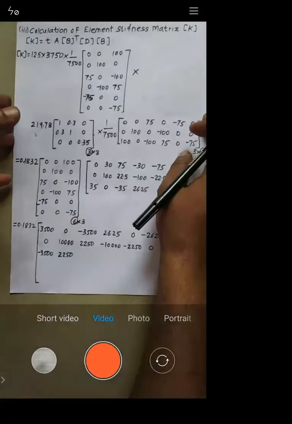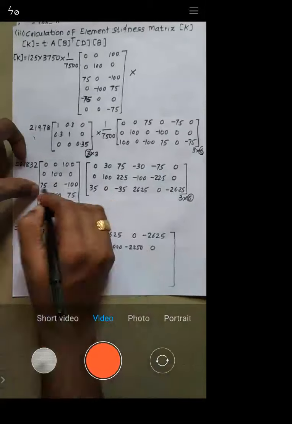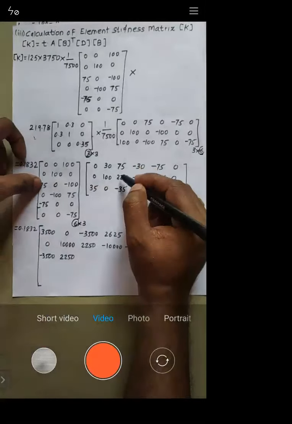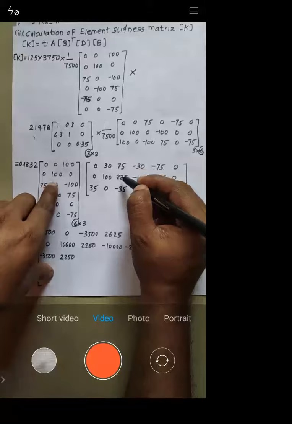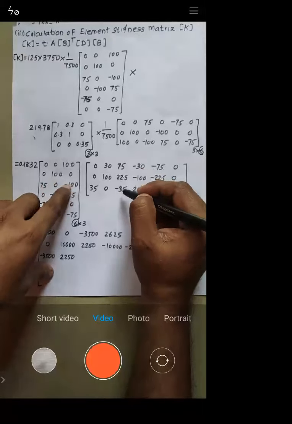2250. Right. Next, this row into this column. 75 into 75. How much? This into this is 0. 75 into 75. Okay. And plus 0. Okay. Plus 100 into 35.